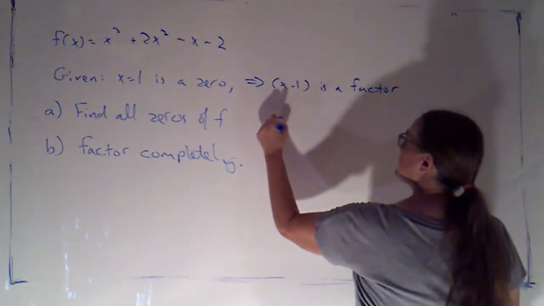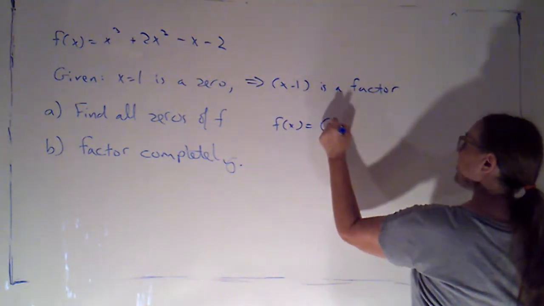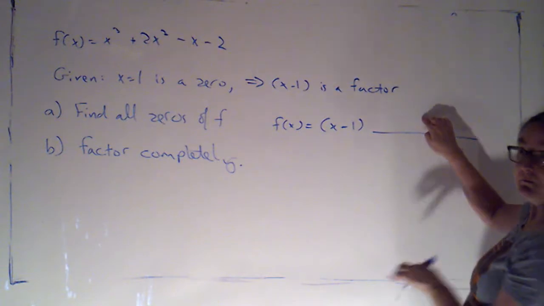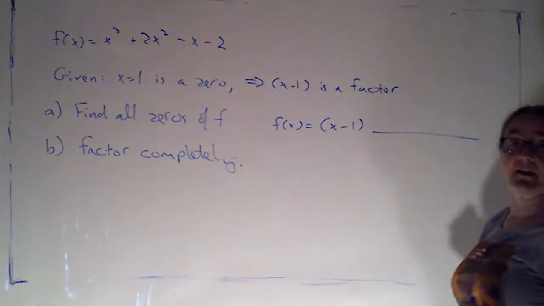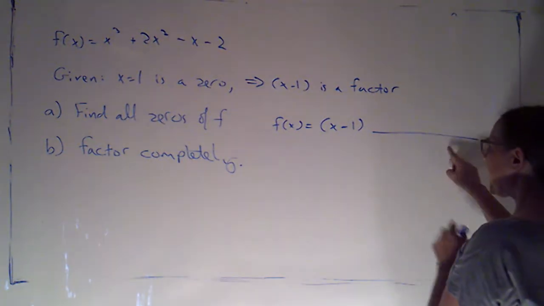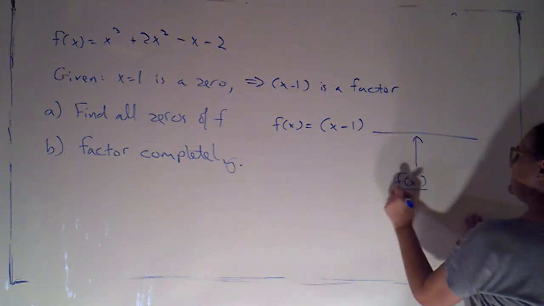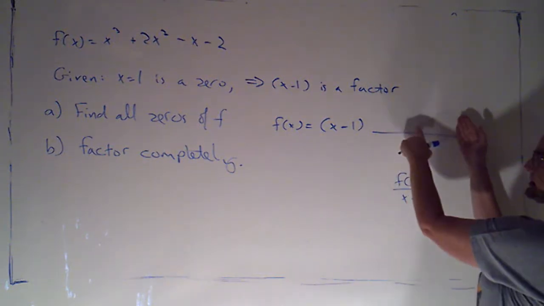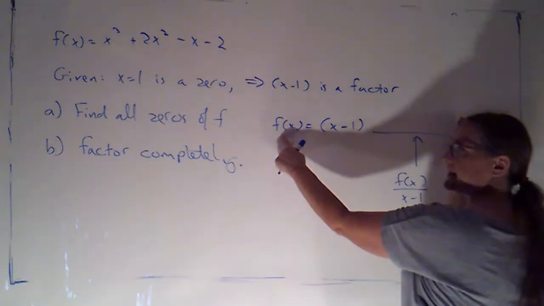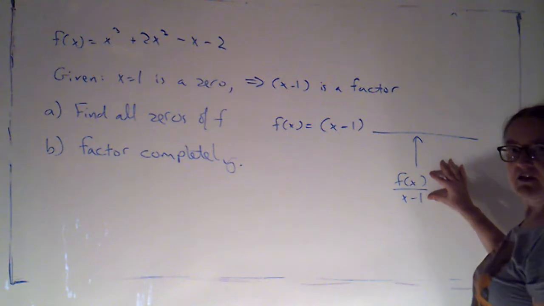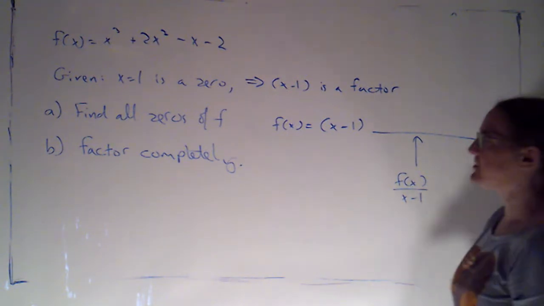Now what that means is that f of x can be written as a product of x minus 1 times something. I'd kind of like to know what that something is. But I can find it because that's just going to be f of x divided by x minus 1. If I wanted to solve for what's here, I'd divide the x minus 1 over to the other side. But I know how to do that. In fact, I can use synthetic division.